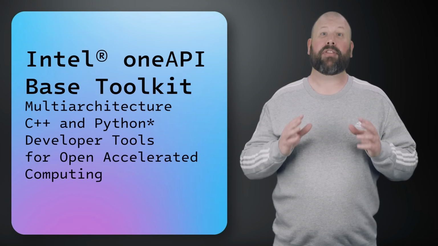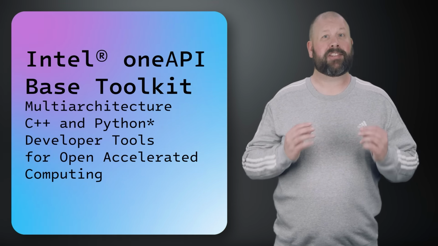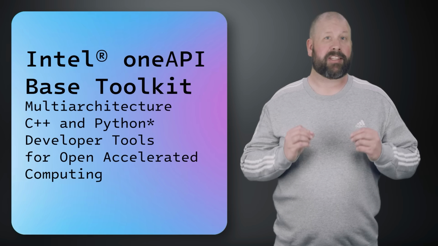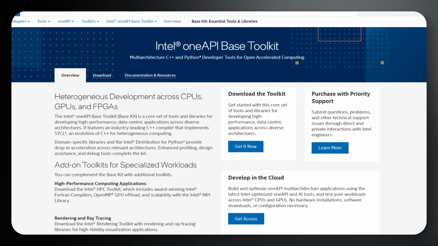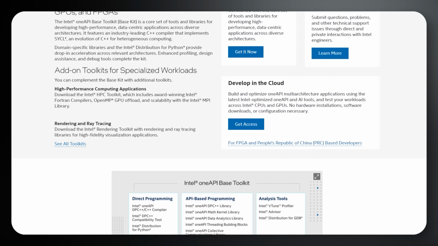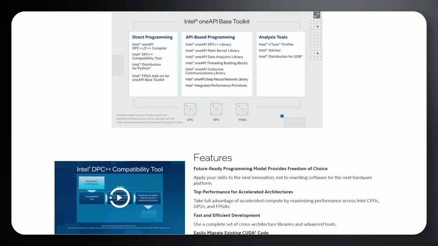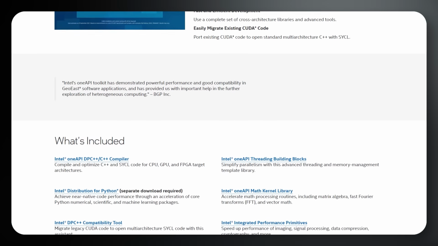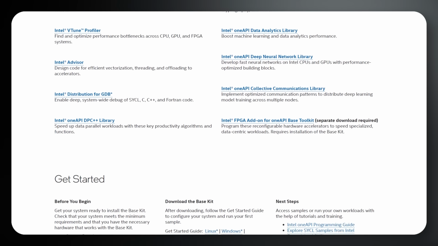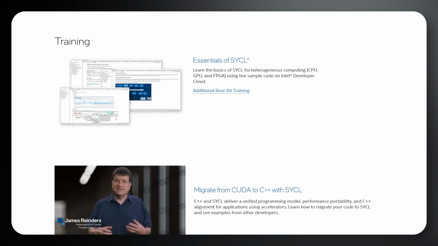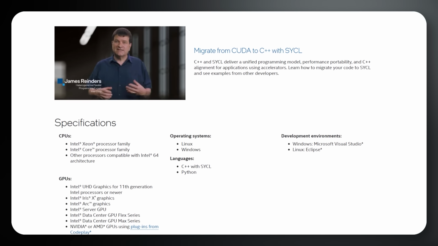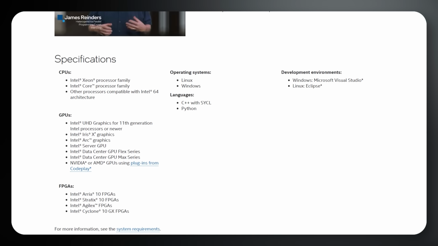Moving on, check out the latest release of Intel oneAPI Base Toolkit. The Intel oneAPI Base Toolkit provides essential tools and libraries for developing high-performance data-centric applications across CPUs, GPUs, and FPGAs. It includes a C++ compiler with SYCL support, domain-specific libraries, and Python distribution for accelerated computing. The toolkit features advanced profiling and debugging tools and supports easy migration from CUDA to SYCL.